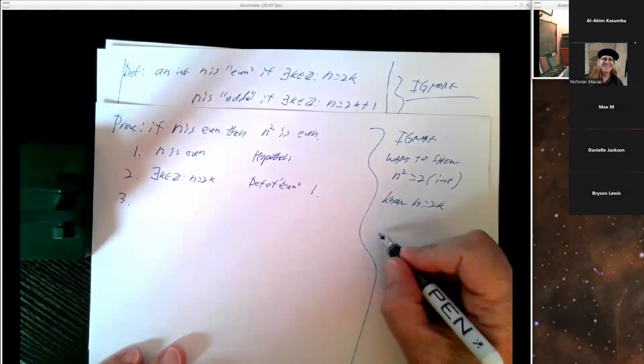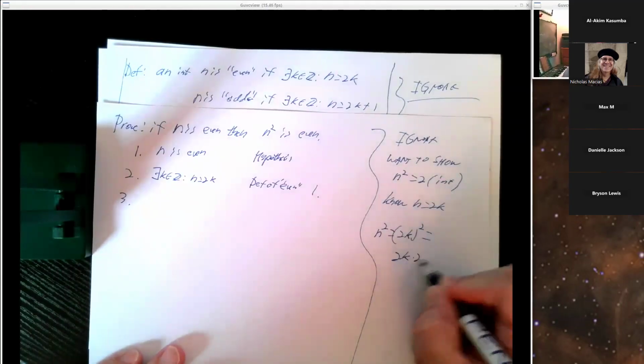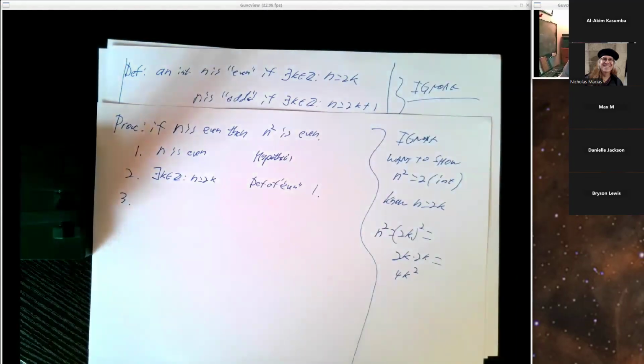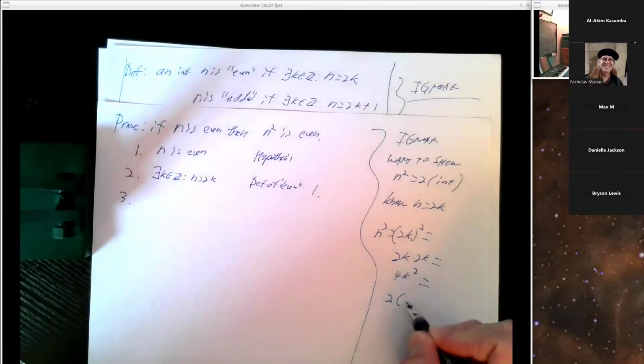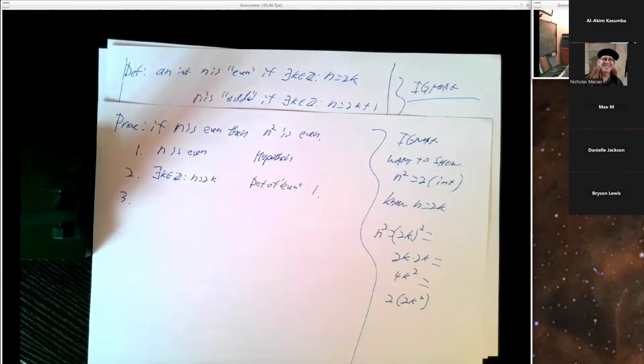Since I know n is 2k, n squared is 2k squared, which is 2k times 2k, which is 4k squared. And is 4k squared twice an integer? Right? If I hadn't actually multiplied this out, I would have seen this was 2 times 2k squared. So n squared is twice this thing. And this is 2 times an integer times an integer.